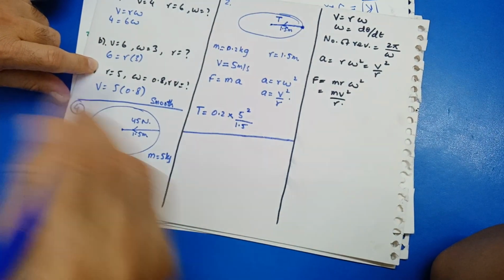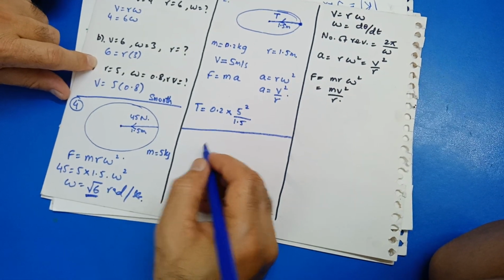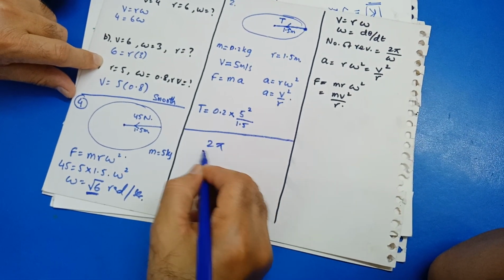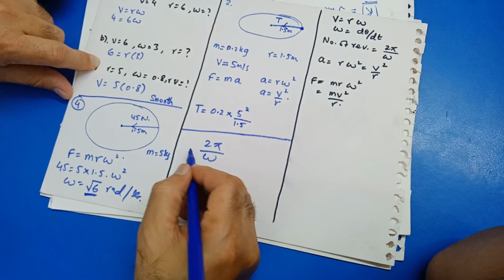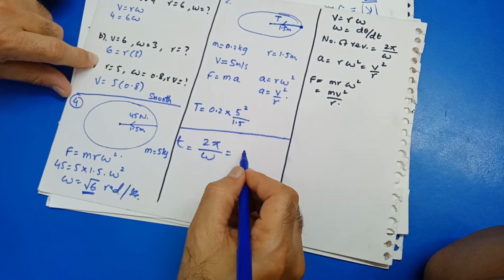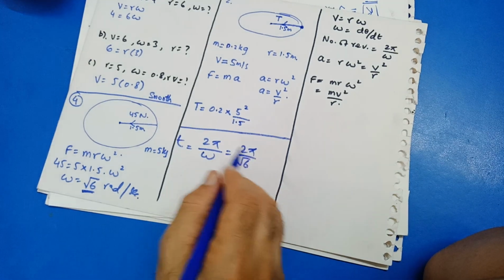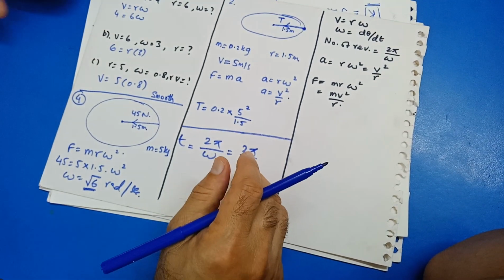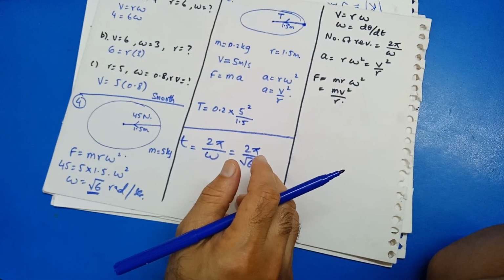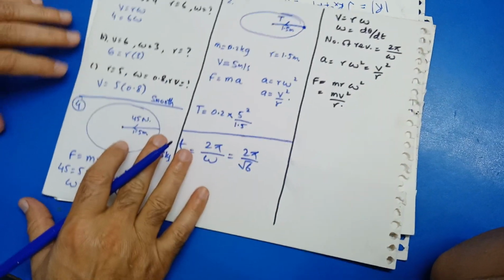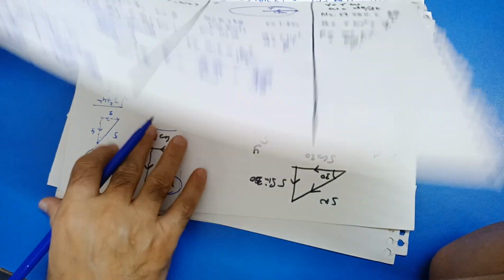So for the whole revolution, this is going to be 2 pi over omega. That is the time taken. So this is going to be 2 pi divided by root 6, and you will get the time taken for one complete revolution. Now I'll be taking you to the 10th question, and then you can try all the rest yourself.